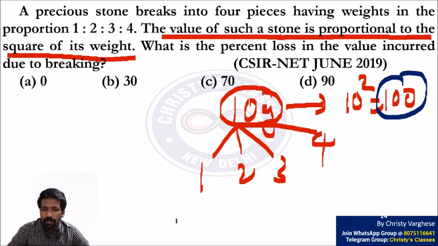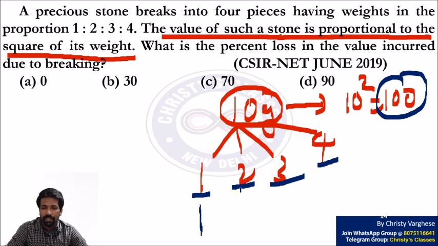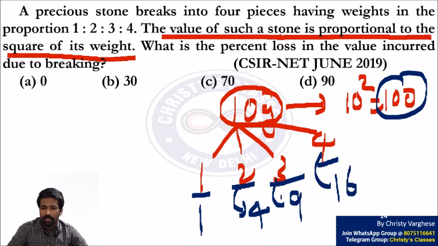In that case, what will be the price of these 4 pieces? The 1 gram piece will be proportional to 1 square. 1 square means 1 rupee, we will say. The 2 gram piece is proportional to 2 square, 4. 3 gram, 3 square, 9. 4 gram, 4 square, 16.